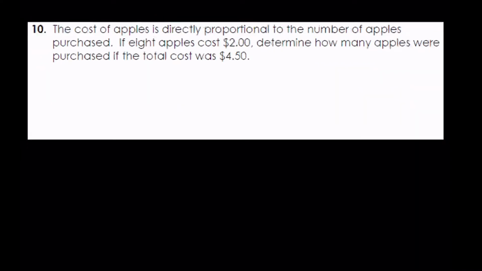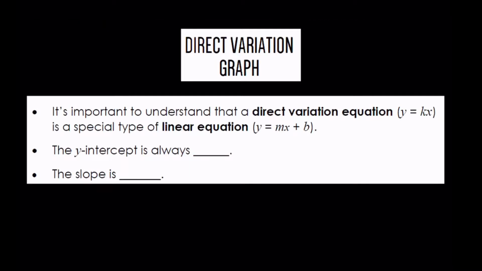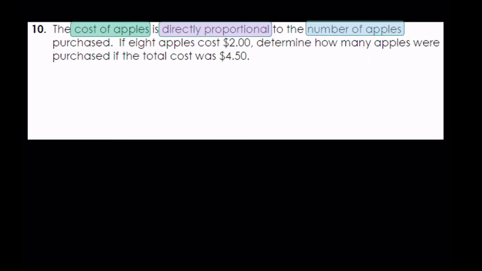So let's go. Here's number 10. I want you to try this on your own after I read it to you. The cost of apples is directly proportional to the number of apples purchased. Cost, directly proportional. Remember, that's the same as constant variation. Number of apples. Okay? So now, if 8 apples cost $2, determine how many apples were purchased if the total cost was $4.50. Okay, so first you have to find your constant of variation. Write an equation, then plug in what you know.